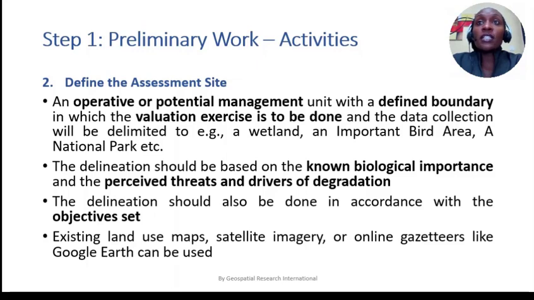So for the delineation, the assessors can use existing land use maps, satellite imagery, and even existing online gazetteers like Google Earth.